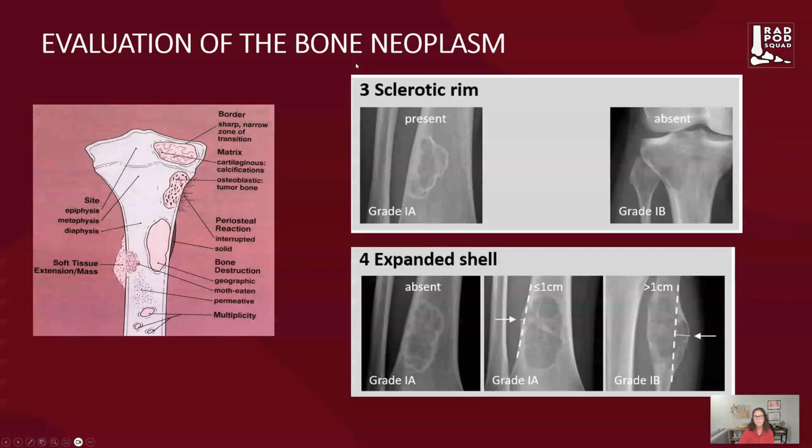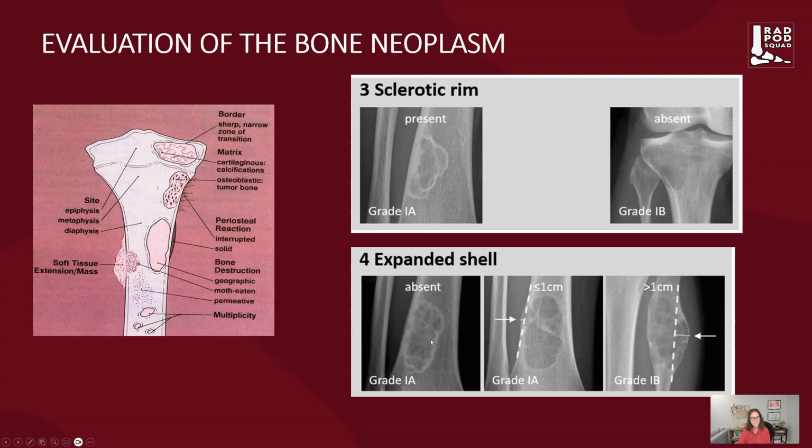Evaluation of bone neoplasms continues with the sclerotic rim. Is it complete or not complete? Is there a portion of the rim that's complete, seen in a grade 1B, or is it where we can't figure out where the entire lesion is, in something that could be a giant cell? Is the shell expanded? Is it expansile, and how much is it expanding?